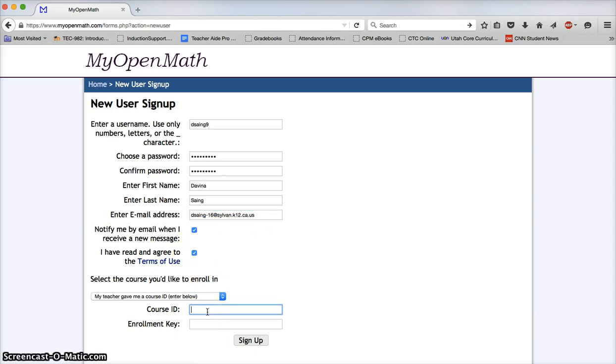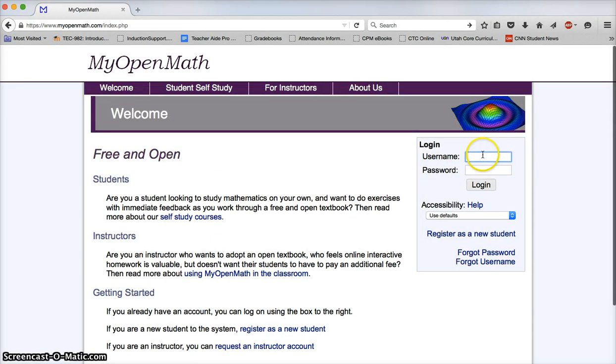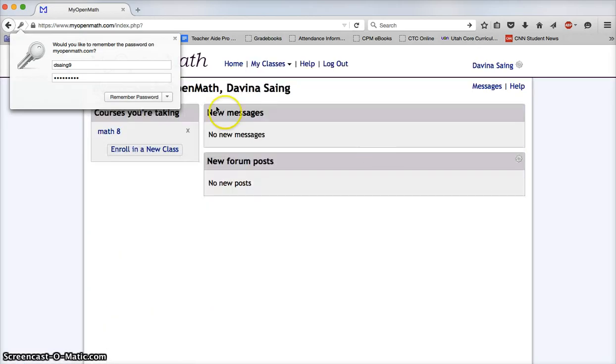And for course ID, you're going to type in 10897 and your enrollment key is 1234. Now all you have to do is click sign up. Then go ahead and return to the login page and input your information. So I'm going to put my username, then my password, and then I can log in.